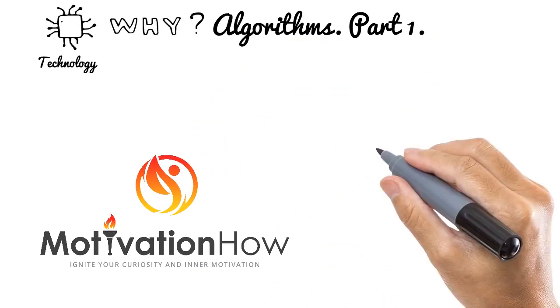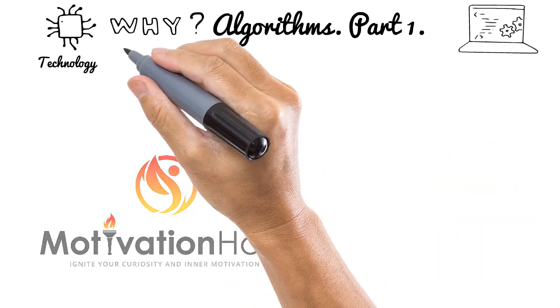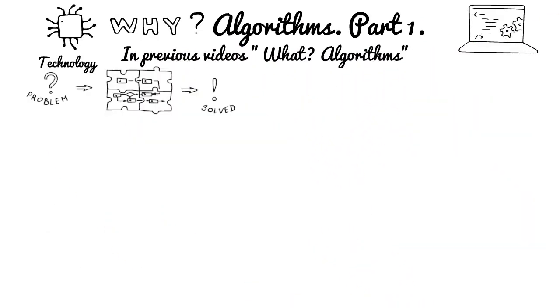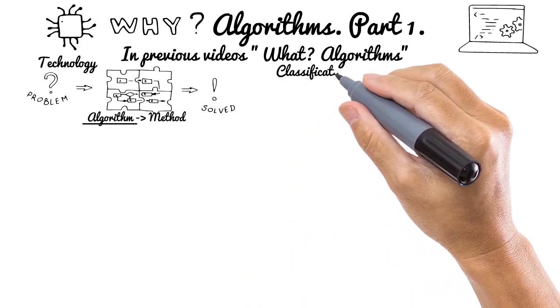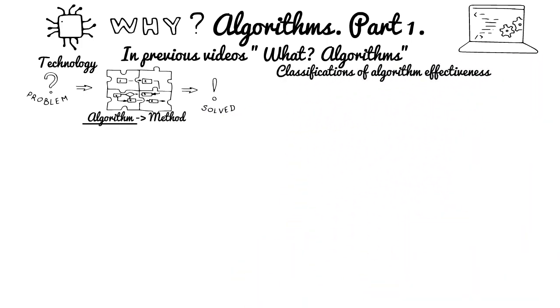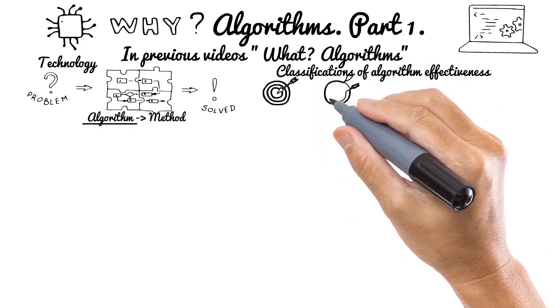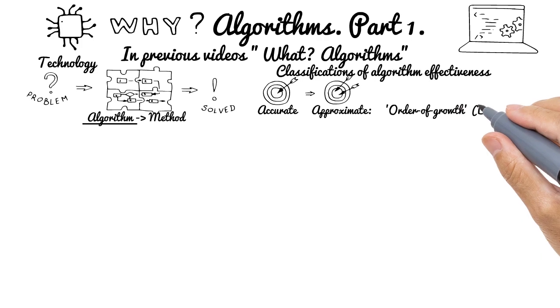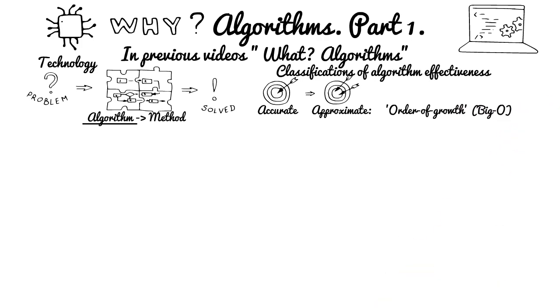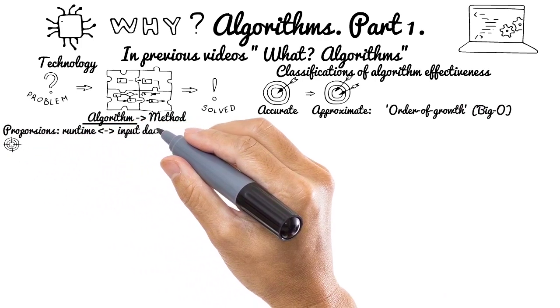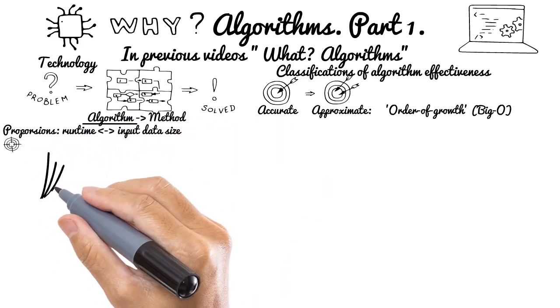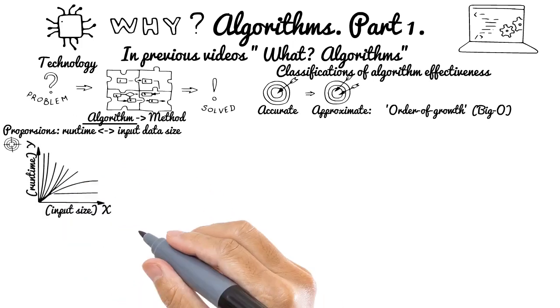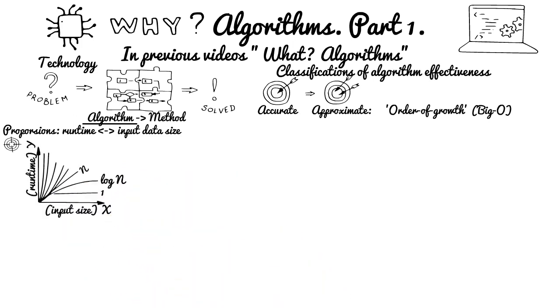Hello everyone! In the very previous video, What Algorithms, we discussed what an algorithm is and the classifications of algorithm effectiveness, mainly with a focus on runtime. We started with an accurate math model and then came to the rough but important order of growth instrument, also named big O notation. The idea underneath big O is the proportion between input data size and algorithm runtime. We provided common big O classifications, like for example logarithmic, linear, linearithmic, quadratic, etc.